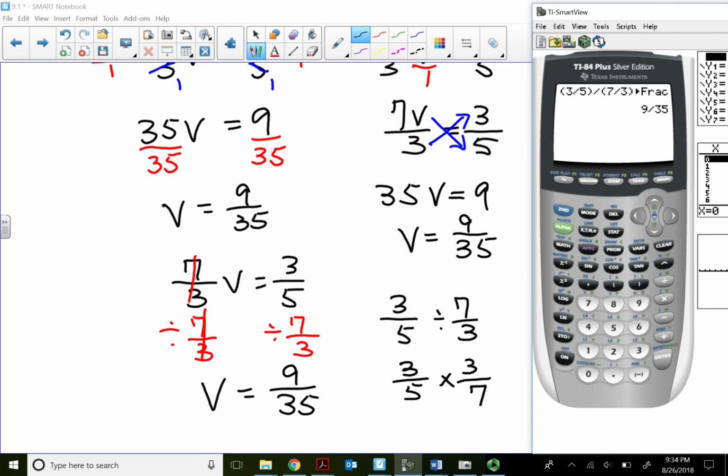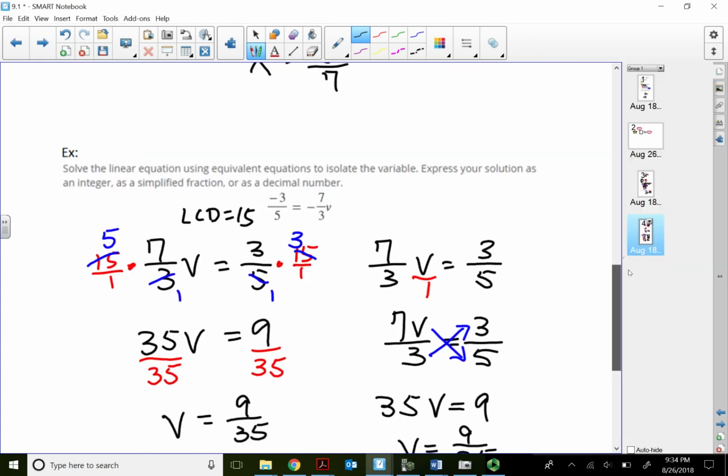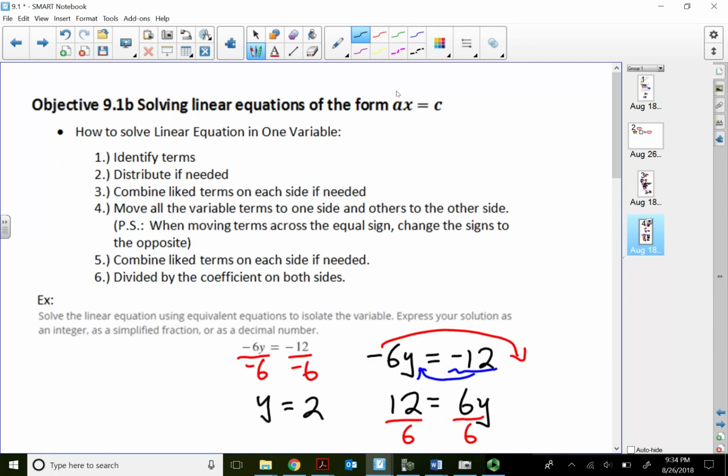Okay, so in this lecture video, we talked about how to solve linear equations involving the ax equal to c form. That means variable term on one side, the constant term on the other side.